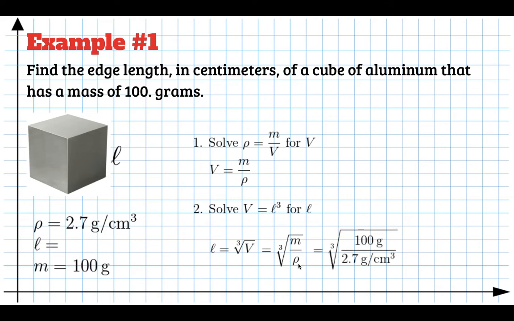I can plug in my numbers. I'm going to take 100 divided by 2.7. That will tell me the volume. Take the cube root, and that'll tell me the length of one side. You might want to pause the video and check it yourself. It turns out the answer is 3.3 centimeters. So if you look at a ruler and think about a cube 3.3 centimeters on an edge, that would be the edge length of a cube of aluminum that has a mass of 100 grams.